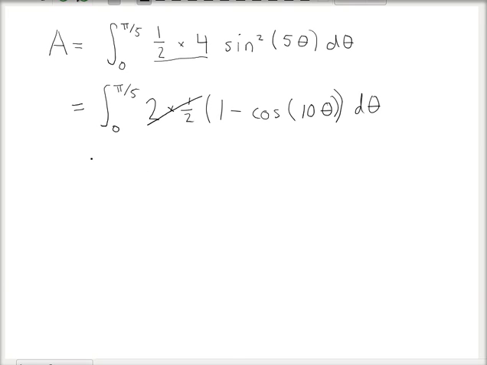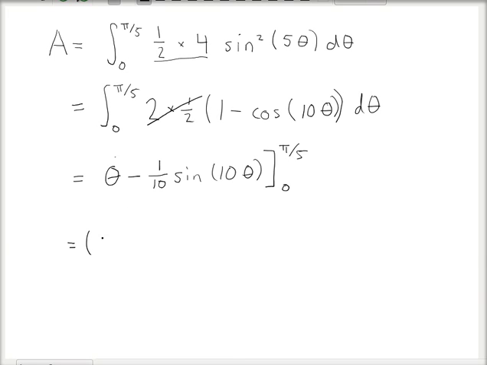And now we can integrate. If I integrate 1, that's going to be theta, and then the integral of cosine is sine of 10 theta, and since I've got this 10 in here, I have to multiply by 1 over 10 out front, and then I'm evaluating from 0 to pi over 5. And now we can just plug in our bounds here, so let's do that.